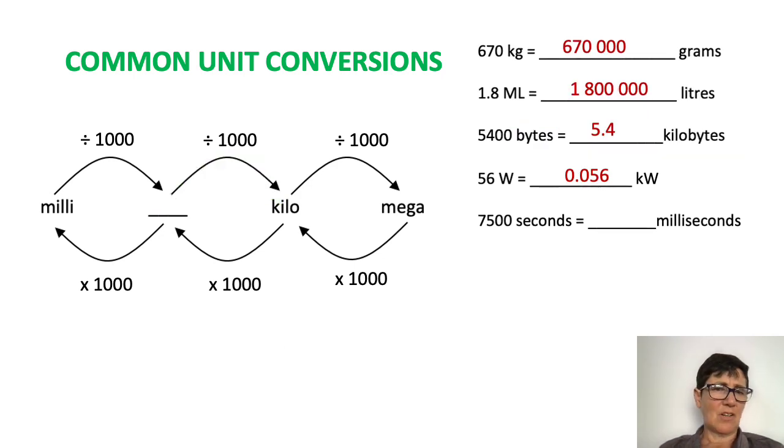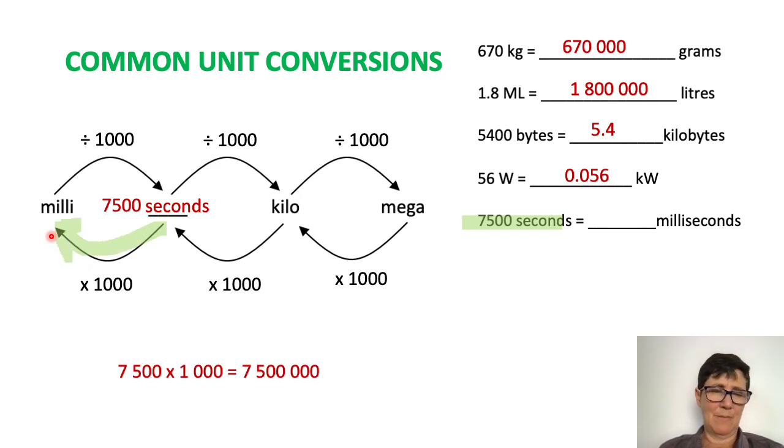You can even use it on time. So I'm talking seconds here. Put seconds in the spot. And we're going to turn seconds into milliseconds. 7,500 seconds times by 1,000. Turns them into milliseconds. And we've got 7,500,000 milliseconds. Okay, so this metric one can be used for all units.